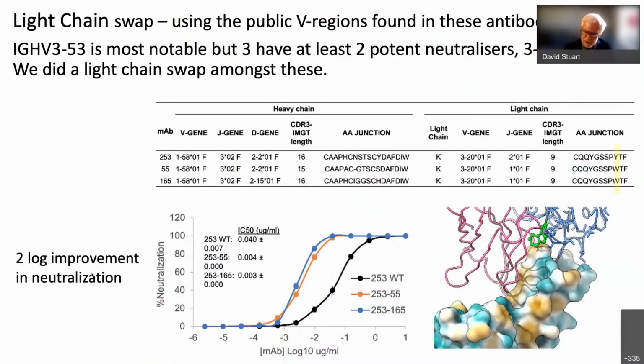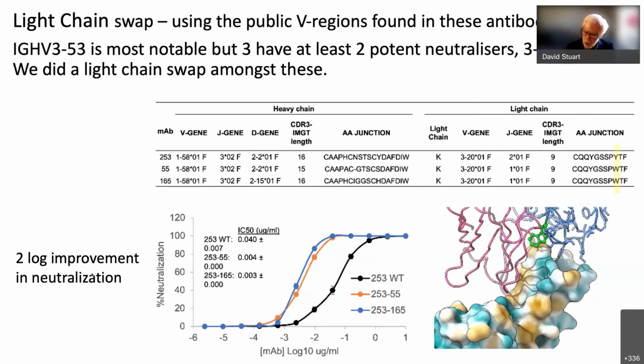Another thing we looked at, which I was surprised at the outcome, was swapping the light chains. I've mentioned that there were several of these public responses, and that means the heavy chain had the same variable region, but was paired with different light chains in these public responses. So Gavin's group made antibodies where the heavy chains were kept fixed, and the different light chains from the different representatives of the public responses were matched with each of the different heavy chains.